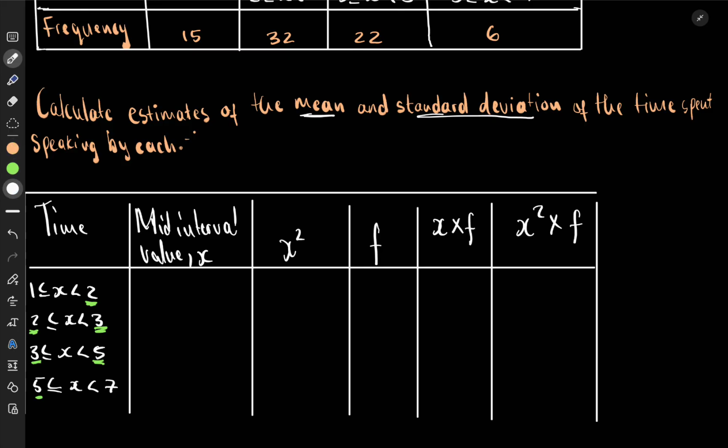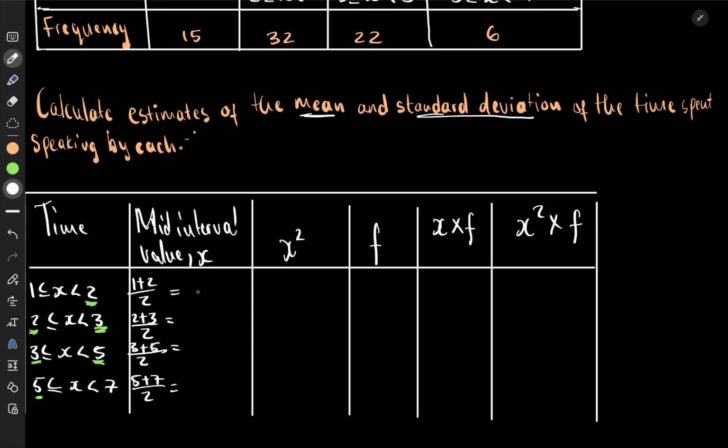So we can just go ahead and find the mid interval value by saying 1 plus 2, then divided by 2, right? So it'll be just 1 plus 2, then over 2. Then here it will be 2 plus 3, then over 2. Then in here it is 3 plus 5, then over 2. Then here it is 5 plus 7, then over 2. What do we get in each of these?